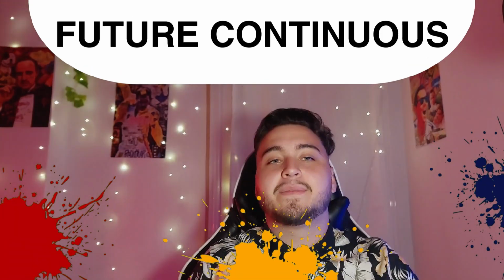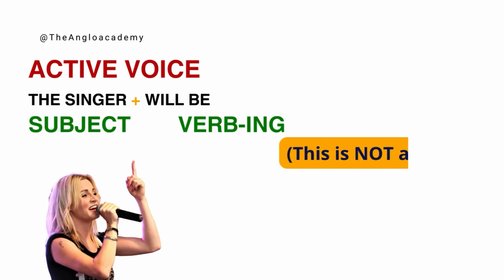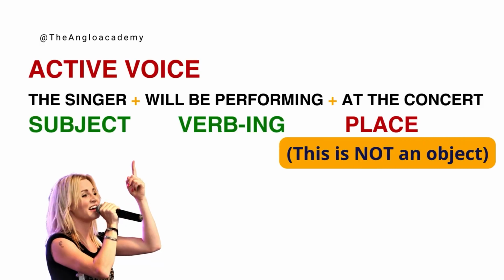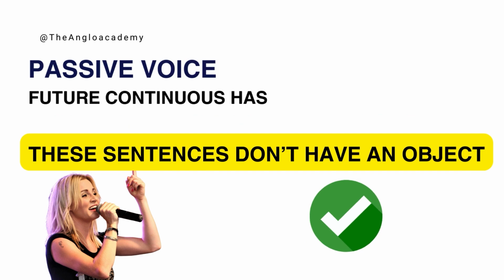Future continuous, think active: The singer, subject, will be performing, verb, at the concert. What is the passive voice of this one? The future continuous is not commonly used in passive because it emphasizes the duration and ongoing nature of the action, which does not typically shift focus from the doer to the action.